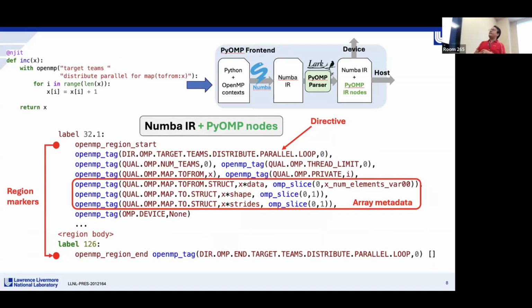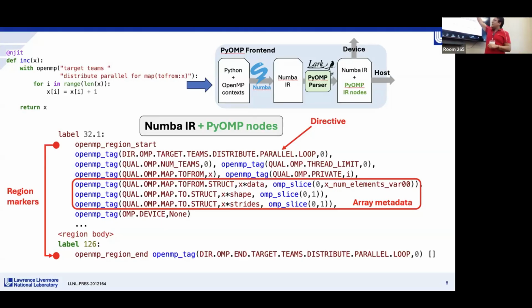So let's say we have this very trivial program up there with just element-wise incrementing an array, a NumPy array. When this goes in, at that point, after it passes through our parser, it is going to put marker Numba nodes. It's going to put a region start and a region end marker. And inside those markers, we store information like the directive and clauses as tags. And the region body is basically the body of the code that is supposed to be executing within this parallel region context.